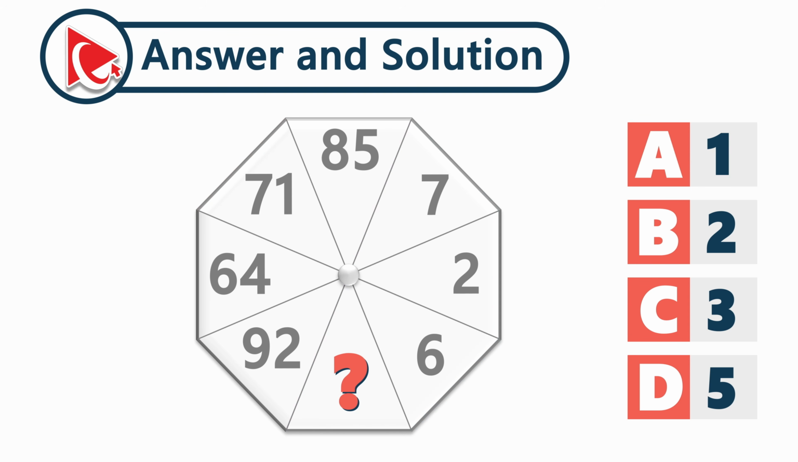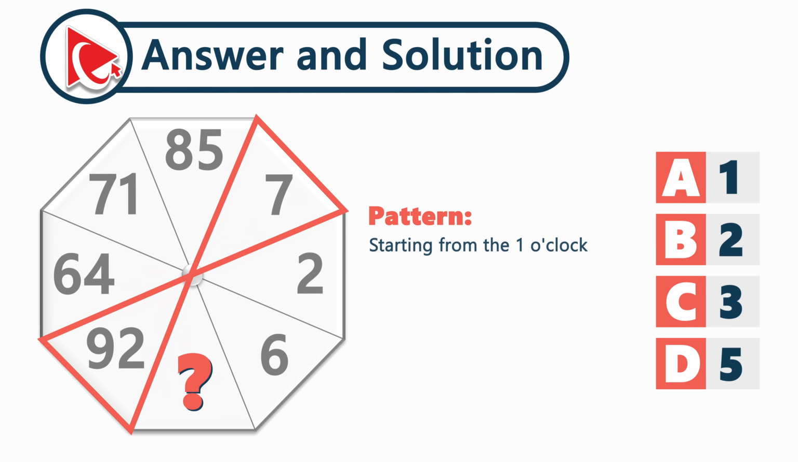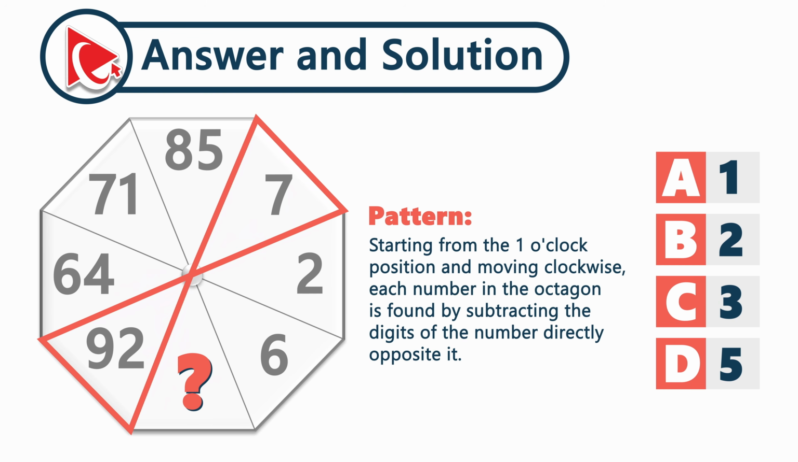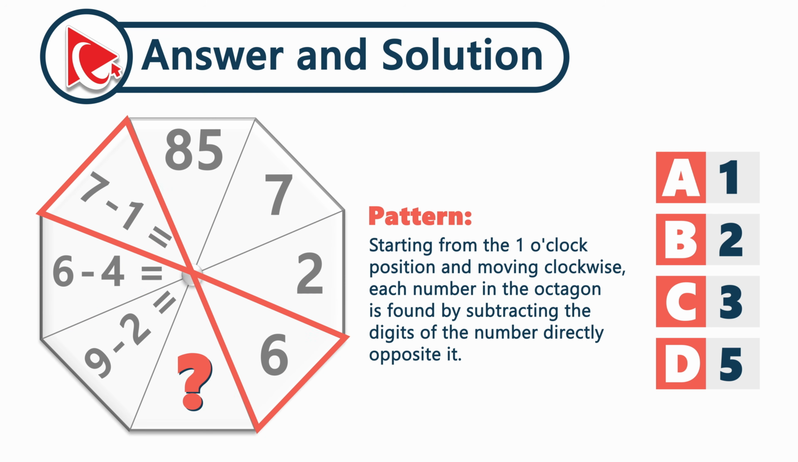Take a close look at the number at 8 o'clock. It's 92. 9 minus 2 equals what? And we see number 7 at 1 o'clock, which means that the pattern here is that starting from 1 o'clock position and moving clockwise, each number in the octagon is found by subtracting digits of the number directly opposite it. Let's verify that this pattern continues after 1 o'clock position. 6 minus 4 equals 2, which is exactly the number at the 3 o'clock position. 7 minus 1 equals 6.